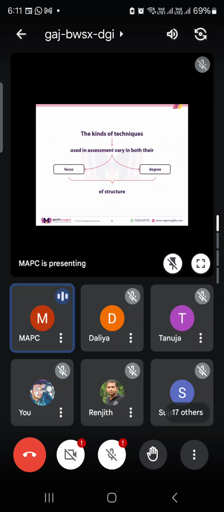The kind of technique used in assessment vary in both their focus and degree of structure. When we talk about the assessment, there is a focus and there is a structure to that data collection.